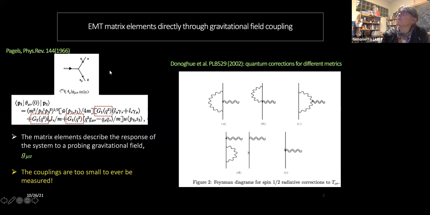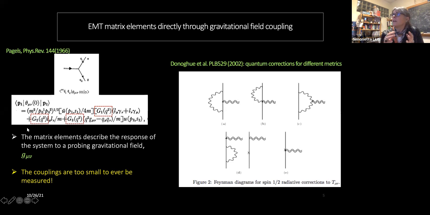So this is the energy momentum tensor. One way to couple to it is directly through the gravitational field coupling. This was thought about long ago, in an article that is actually very clearly written by Pagels in 1966. This is a graviton coupling to the electron. Look at how stunning this equation is: you have the Dirac spinors and the three form factors, and this parametrization resembles entirely the modern parametrization of the energy momentum tensor that I'm going to show in a minute.